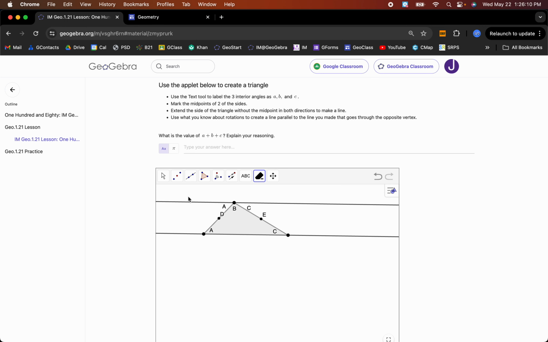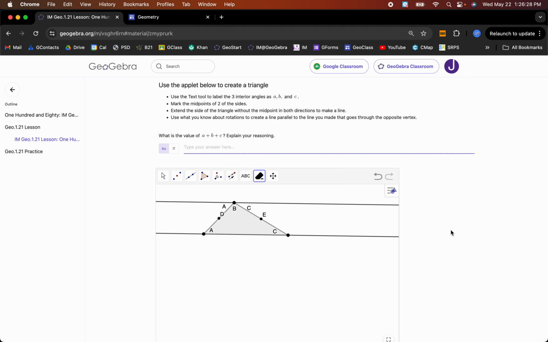And we know that the measure of a straight line, because it's half a circle, is 180 degrees. So that is what goes here, right? Your explanation of why this A plus B plus C is equal to 180 degrees.